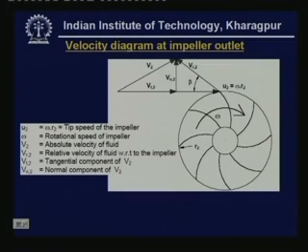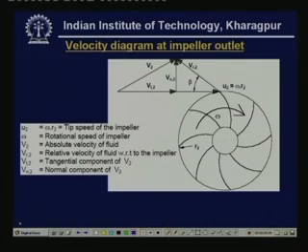To find the torque, we have to look at the velocity diagram at the impeller outlet. This picture shows the velocity diagram at the impeller outlet. Here I am assuming that the refrigerant enters axially at the inlet. That means at the inlet it does not have any tangential component. This is one of the assumptions.